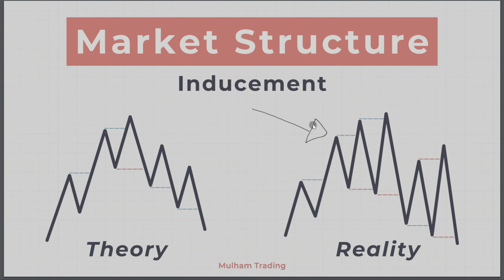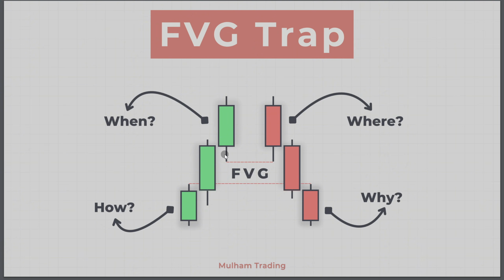That's the reality of the market structure, and that's the theory of the market structure, and that's just how the textbook looks. This is the reality of it, and you should always look at the reality, because if you go and look at your chart now of any pair, you'll see that this is what actually happened, and it's not this one. The same trap in the market structure, we can see it in the fair value gap.